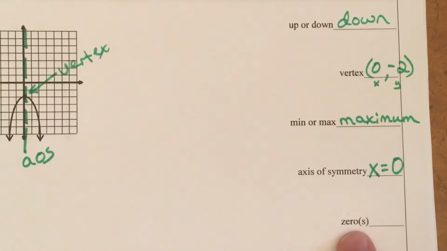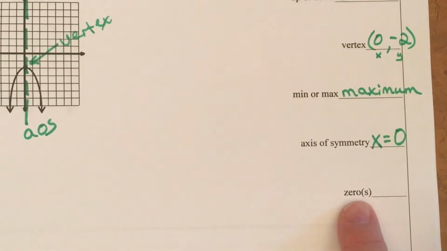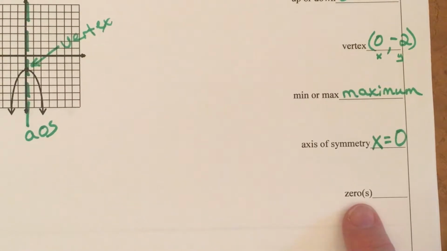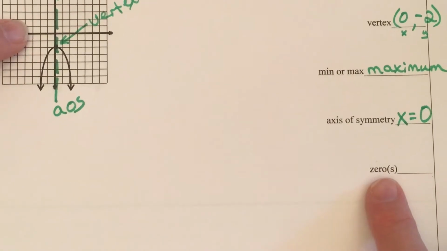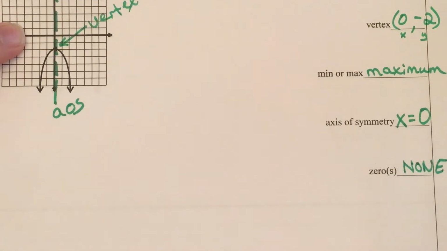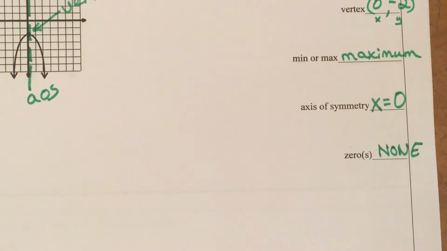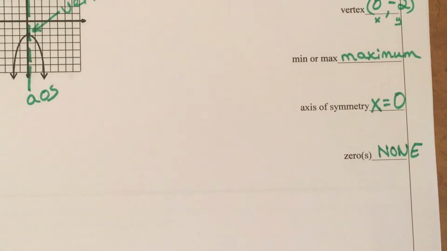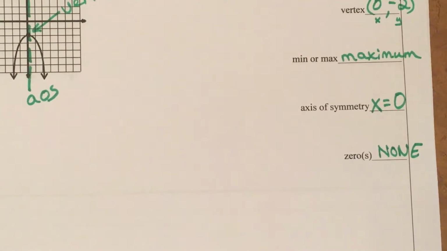Now, this one's a little bit more tricky. Where is the solution? Where is the root? Does it even have any? No, it doesn't. It does not cross the x-axis at all anywhere on our graph. And so therefore, we are going to say that it has none. If it asked for the number of solutions, how many times did it cross the x-axis, that's when you would say 0. But since it doesn't ask for the number of times, you just write the word none.